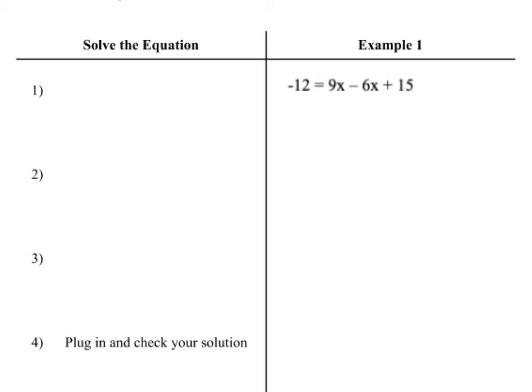First check, do you have distribution? I don't see any parentheses, so no. Now we're going to check and see, can we combine like terms? Look at each side separately. If I look on the left, there's just 12. If I look on the right, I see some like terms here. I see 9x and negative 6x. So step 1, combine like terms, because we do have some.